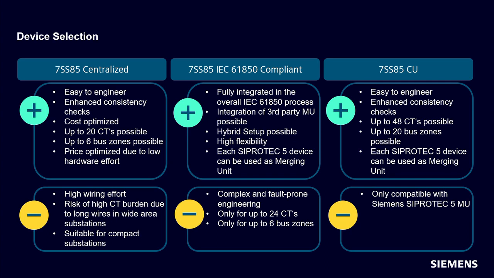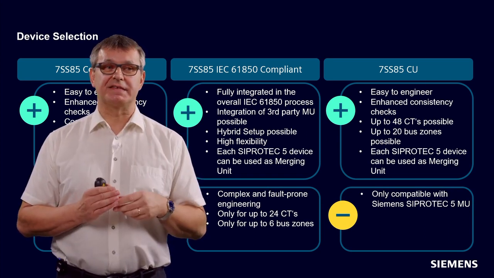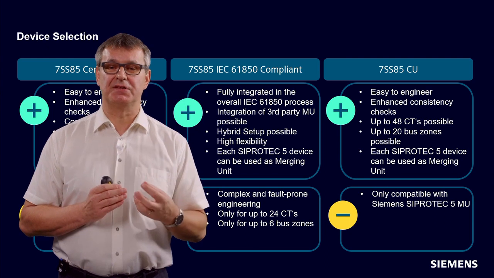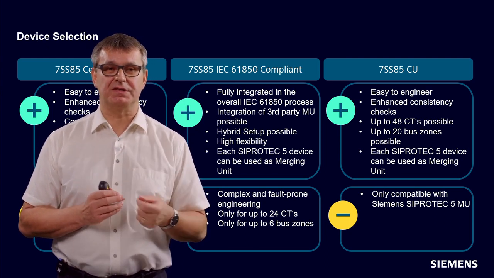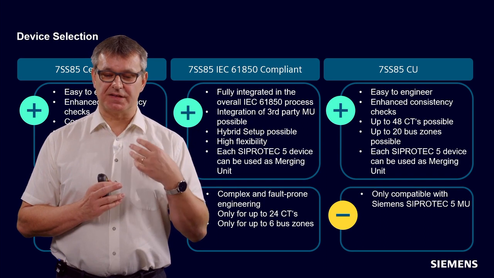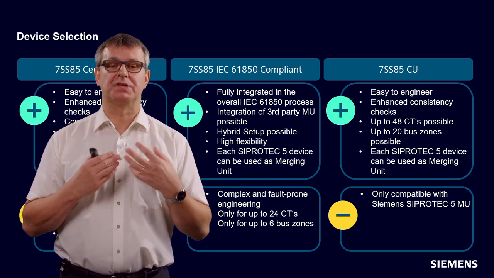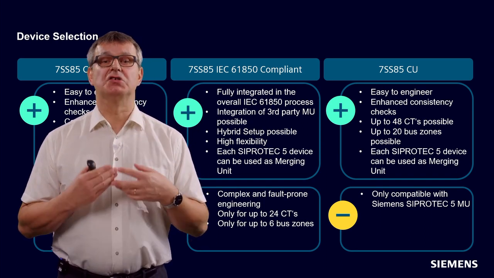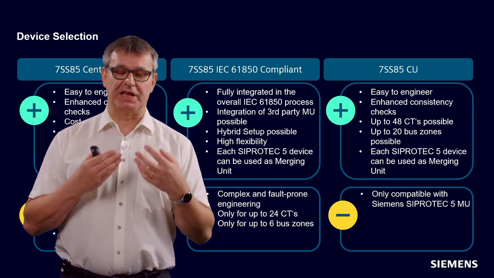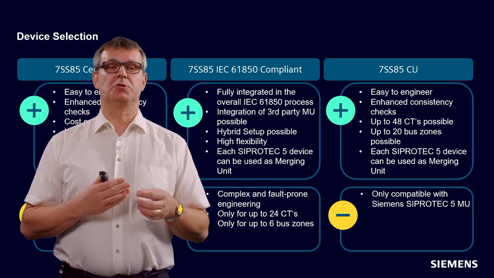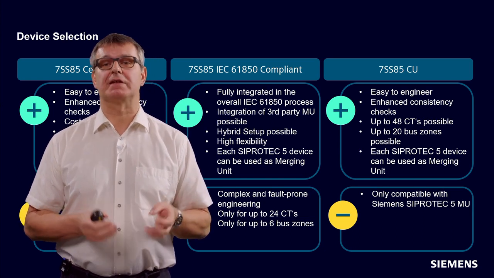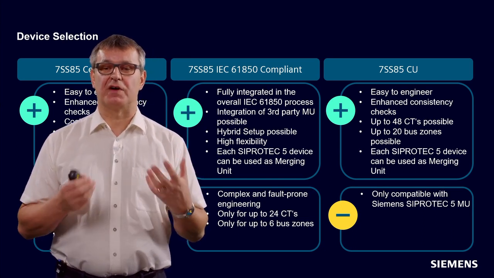Associated with this, of course, let's come in the same step to the disadvantage: you can't use third-party merging units for the 7SS85CU solution. And this comes with these enhanced consistency checks, which are, of course, not possible if we are using a device from a third party. If we are using a merging unit from GE or a merging unit from ABB, they have their own engineering tools, and it's not possible to integrate them with the same consistency check like our SIPROTEC 5 merging units.